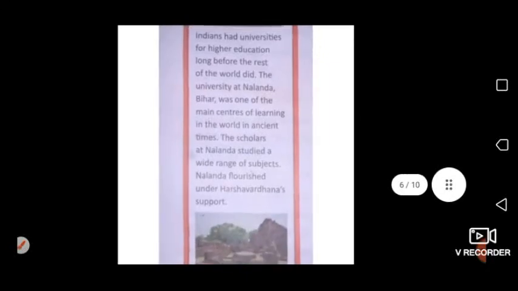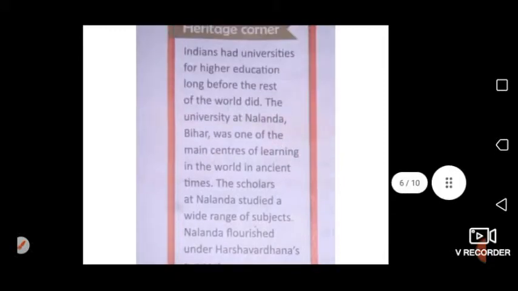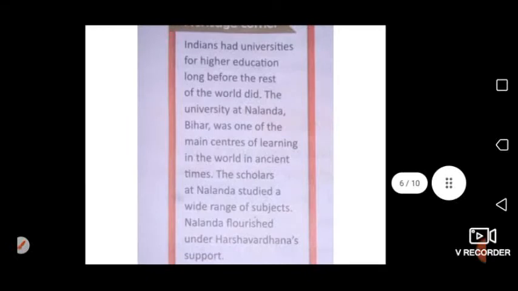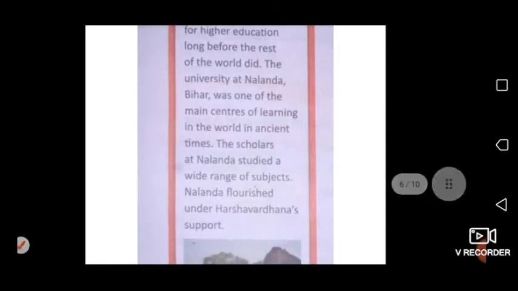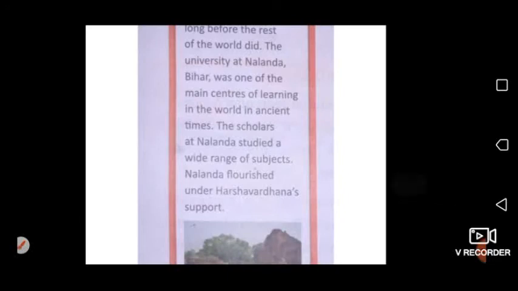Look at this. This is the oldest university of the world, and this was located in India. Indians have had universities for higher education long before the rest of the world did. The university at Nalanda, Bihar, was one of the main centers of learning in the world in ancient times. The scholars at Nalanda studied a wide range of subjects. Nalanda flourished under Harshvardhan's support.